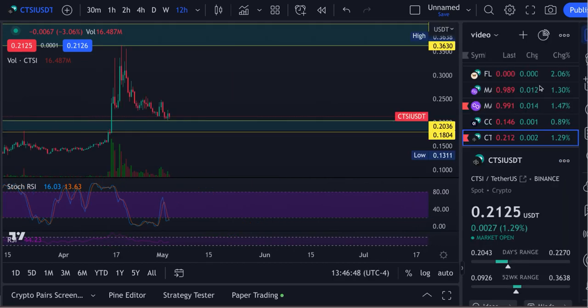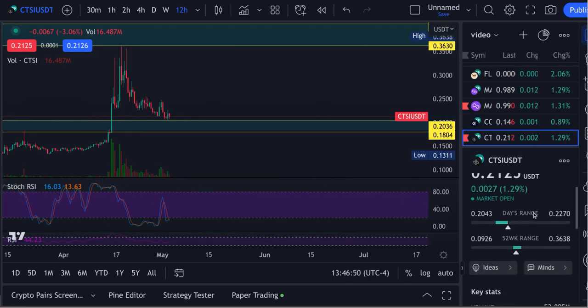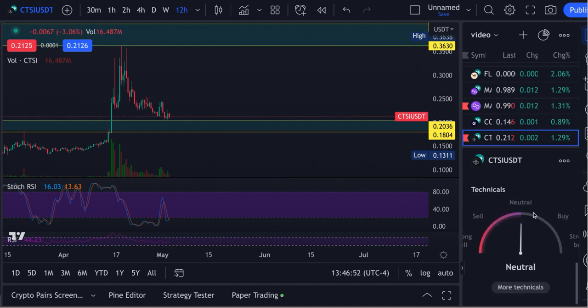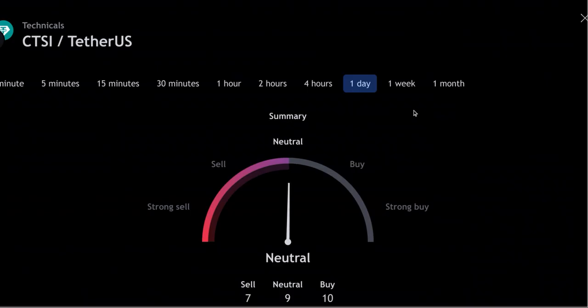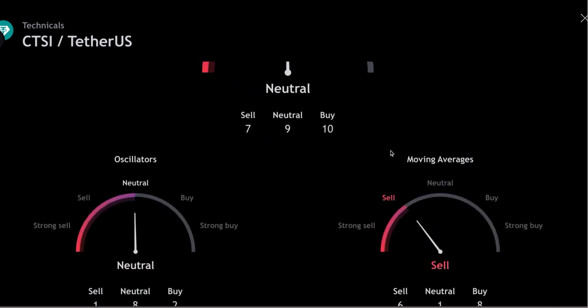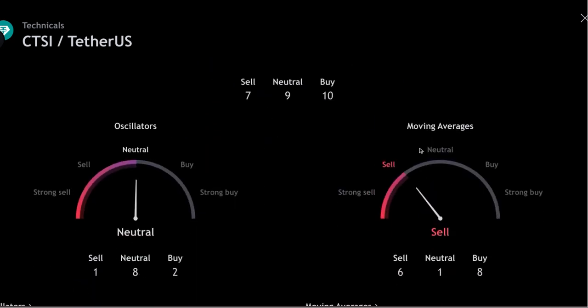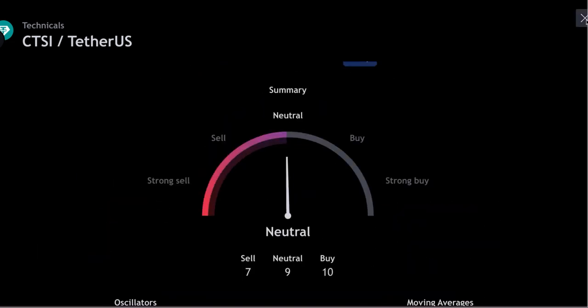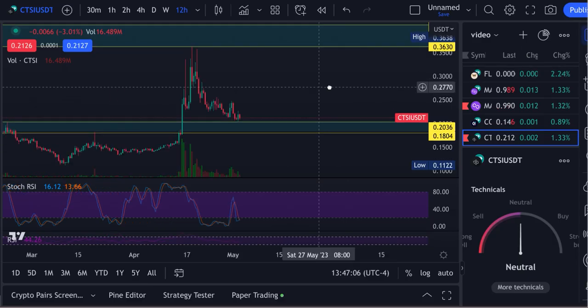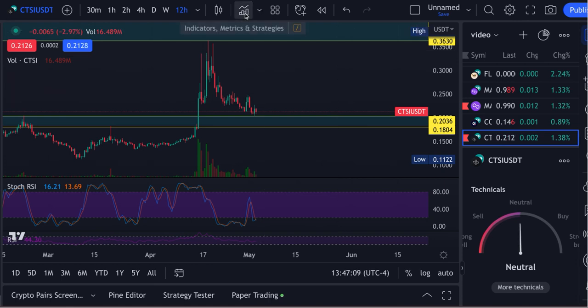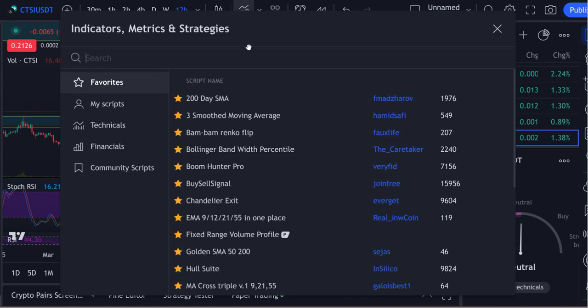Let's look at the technicals on TradingView on it. Let's pull up the technicals here. It's on the daily. Right now it's neutral overall. Actually, the moving averages have a sell on it. The oscillators are neutral. So until that catches up, let's put the moving averages on here and see where we're at. A 50 and a 200.